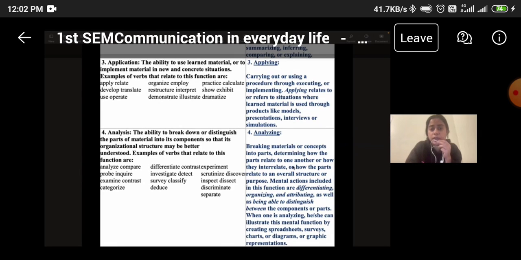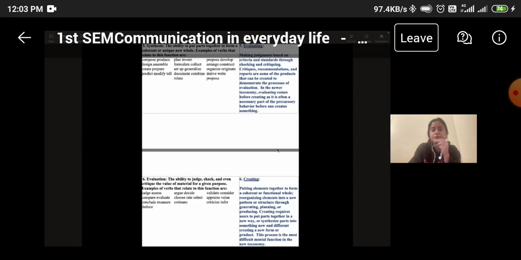Then comes application. Applying is where you are creating referential meaning. Your applying relates to or refers to situations where learned material is used through products like models, presentations, interviews, etc. Then analysis. Analyzing is breaking materials and concepts into parts, determining how the parts relate to one another. Okay. Then comes your evaluation.